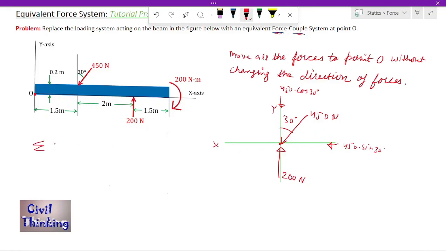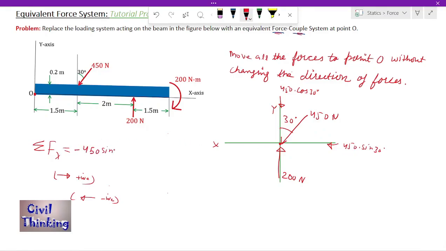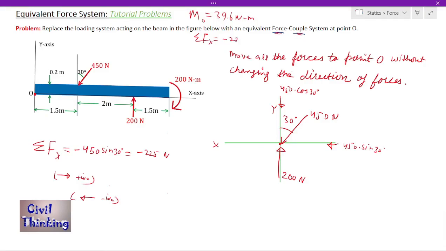Let me add all the forces along the x-axis, summation of forces along the x-axis. Assuming the forces towards right are positive, and the forces towards left are negative. Now we have only one force which is towards left, which is 450 sine 30, so it is negative 450 sine 30 degrees. Okay, now let me use a calculator to find the value. Negative 450 multiplied by sine 30 is negative 225 newton. Okay, now let me write it here. Summation of forces along the x-axis is negative 225 newton.